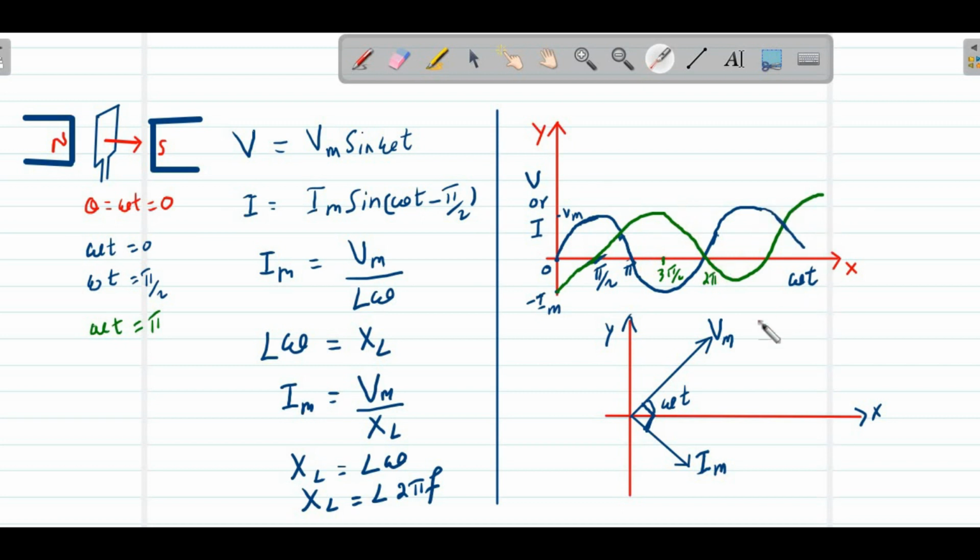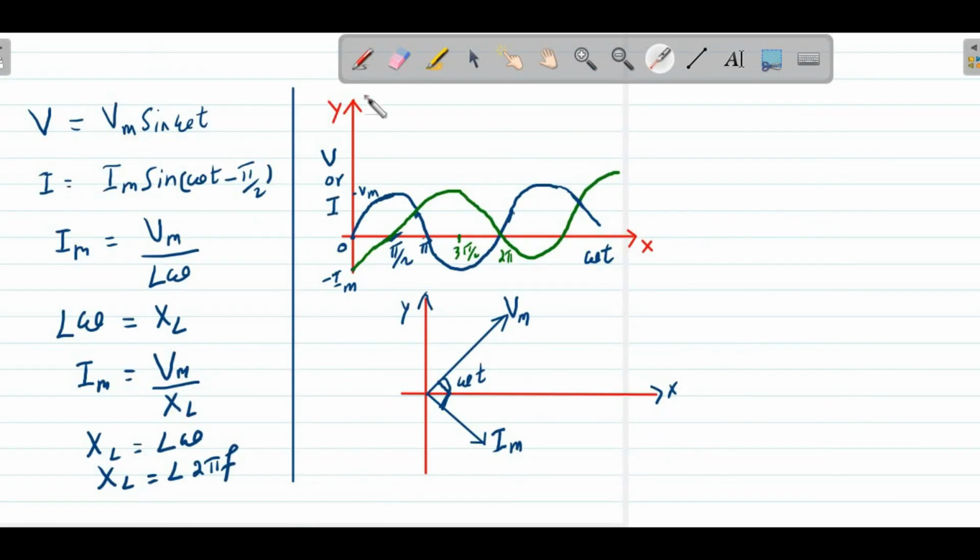So when these two rotate in the anti-clockwise direction, the voltage and current will vary according to this given graph. This way we can represent the variation of voltage and current in a circuit connected with an inductor coil in an AC circuit. Also, when we see the equation of inductive reactance, XL, the resistance offered by the inductor to the flow of AC, XL equals L into 2 pi f.